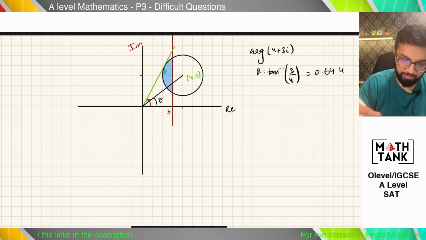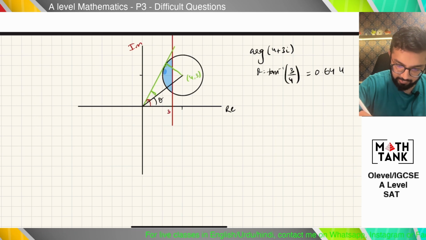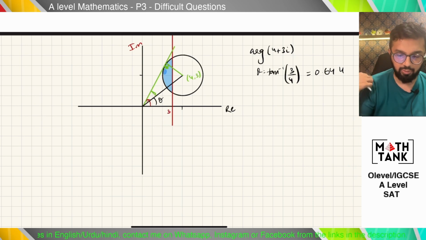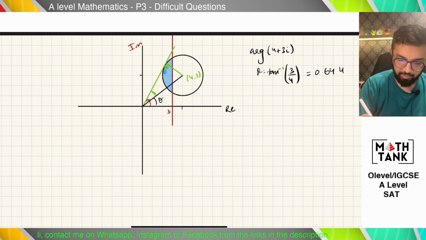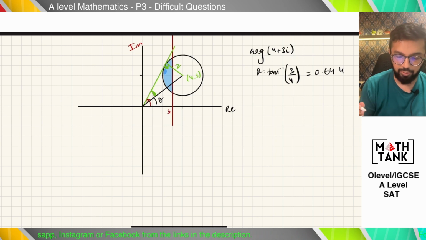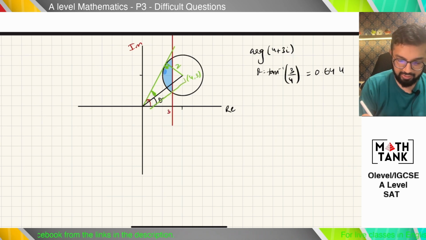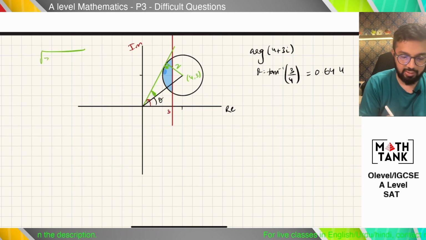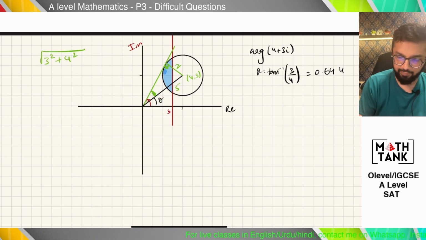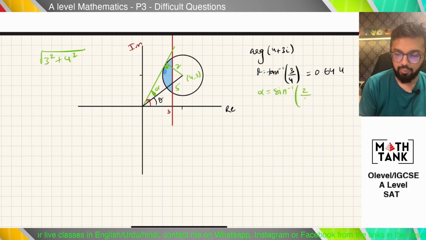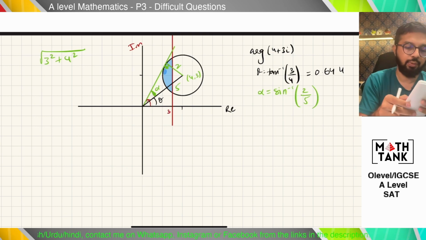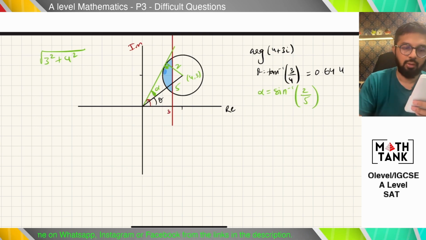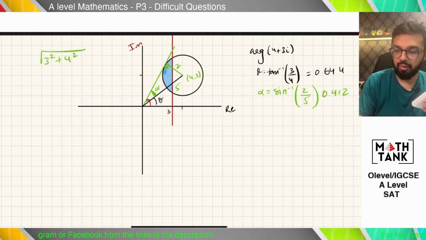For the other green part that I have, I'm going to draw it from the center here and say that this is 90 degrees. It has to be a right triangle because radius and tangent meet at 90 degrees, and I'm going to find that angle. I know that this distance is 2 because it's the radius. Can I find this distance? Yes, I can simply say that this is the square root of 3 squared plus 4 squared, which is 5. So let's call that alpha. Alpha equals sine inverse of 2 over 5, that's 0.412.